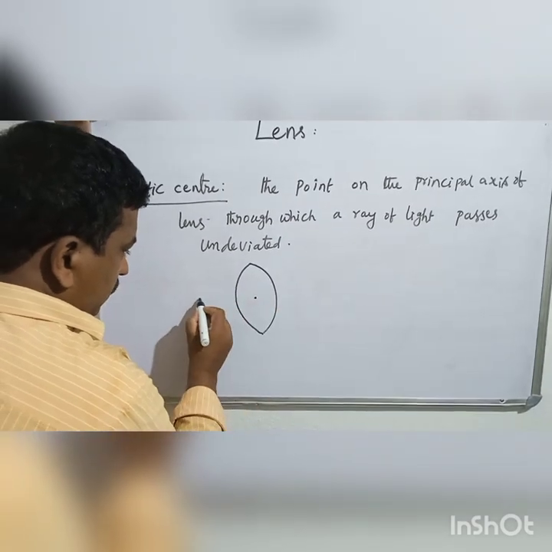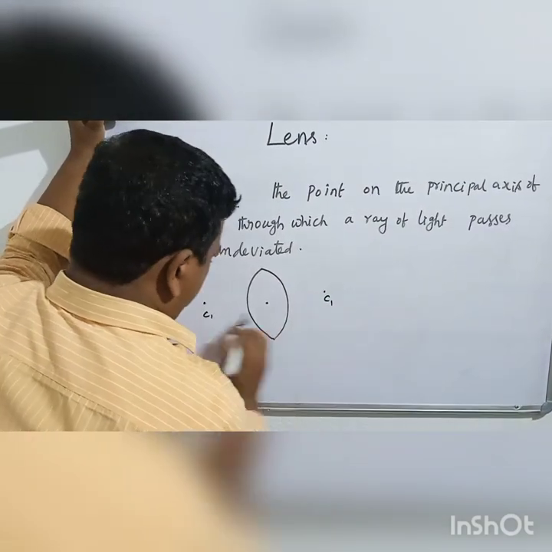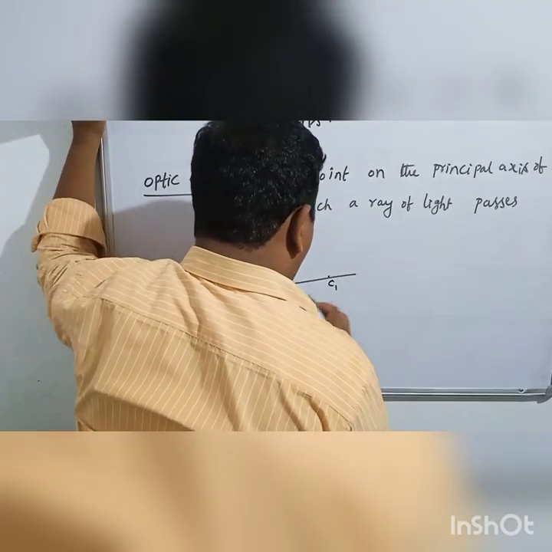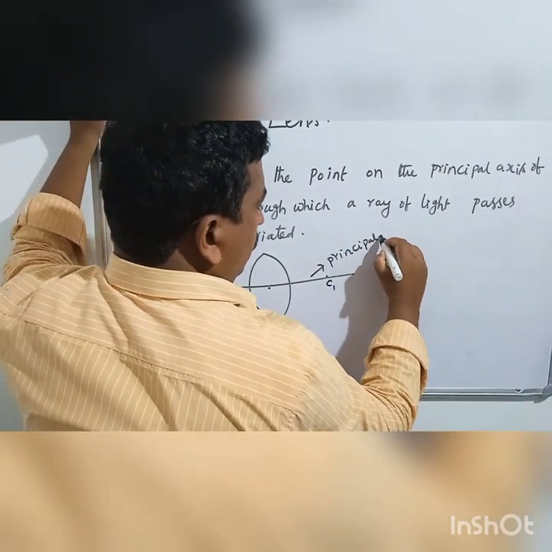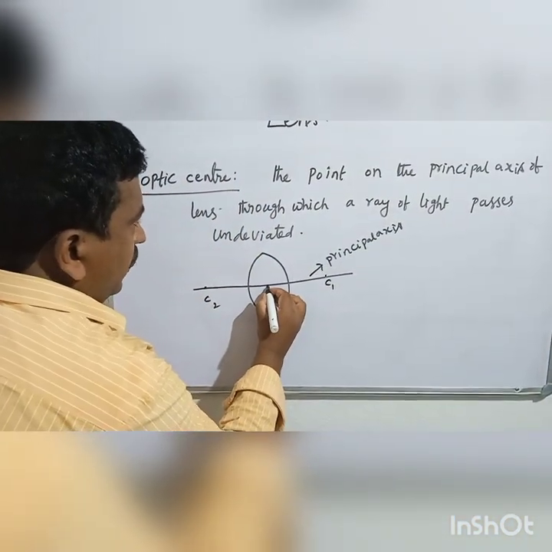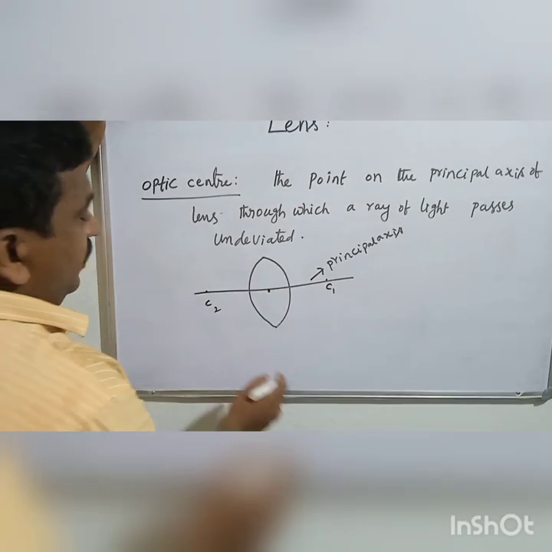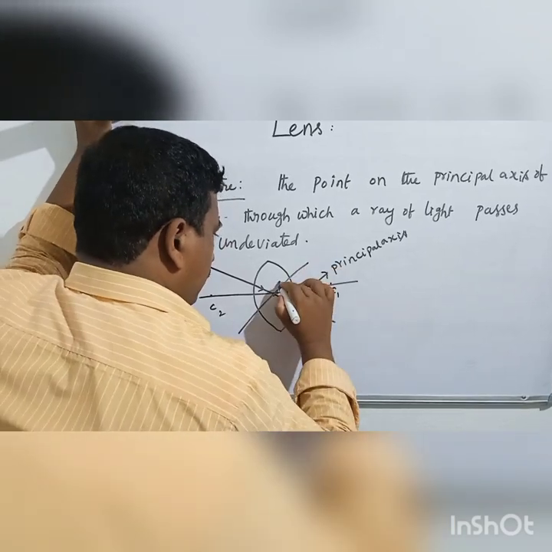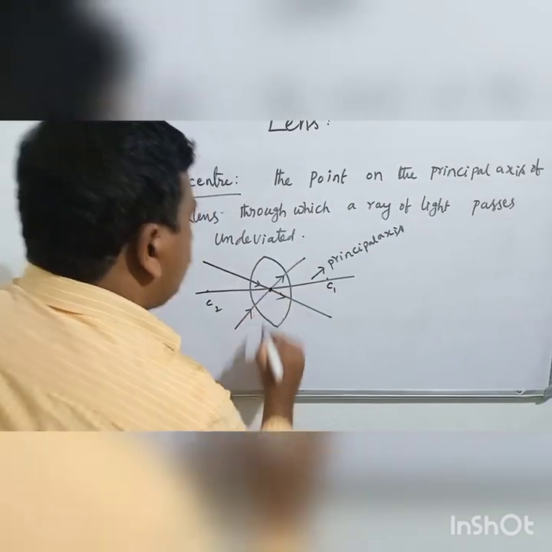For this surface, this is the center of curvature, and for this surface, this is the center of curvature. If a line passes through the centers of curvature and the optic center, that line is called the principal axis. This is the principal axis. The point on the principal axis through which a ray of light passes undeviated, for example this ray of light passes undeviated, not deviated, this point is called the optic center.